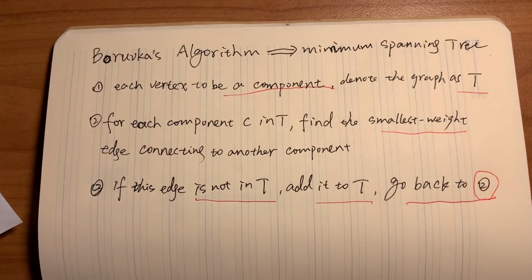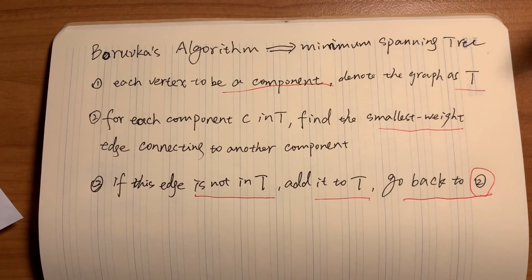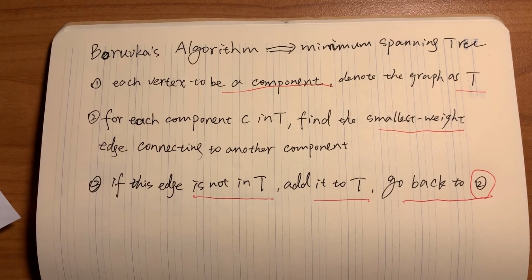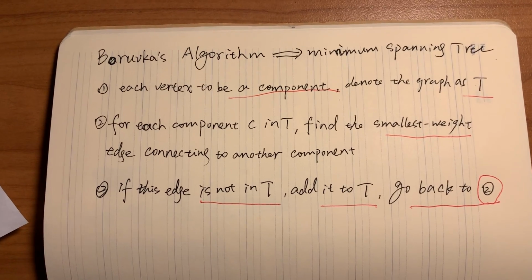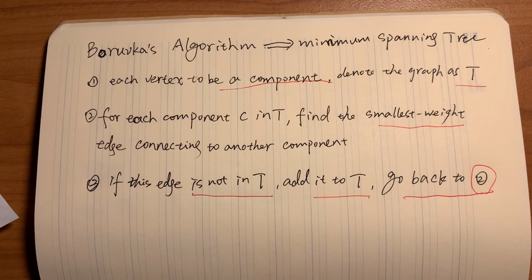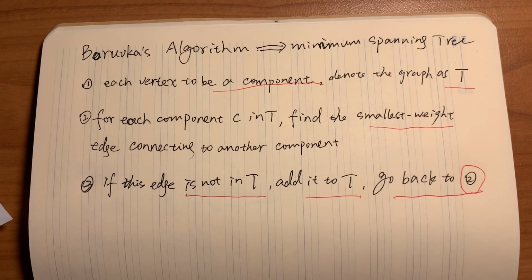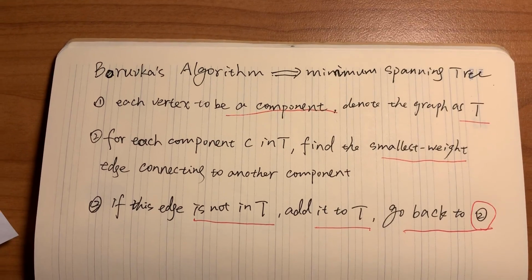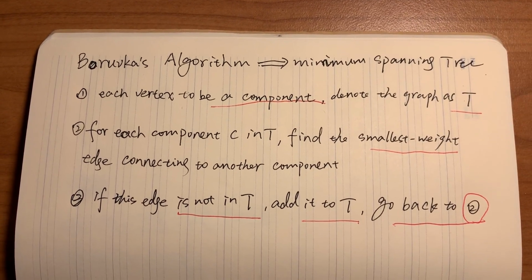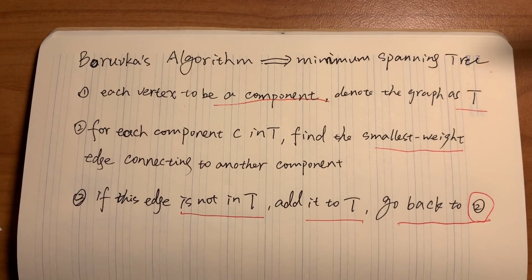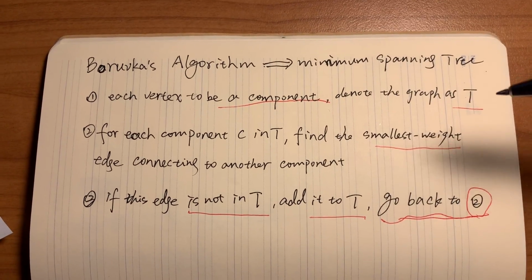Then we look through every component and find the smallest weight edge connecting one component to another component. Then we check whether that edge is in T. If it's not, we add it to T, and then we check whether all the components are connected into one. If not, we go back to step 2 and do the same thing all over again.